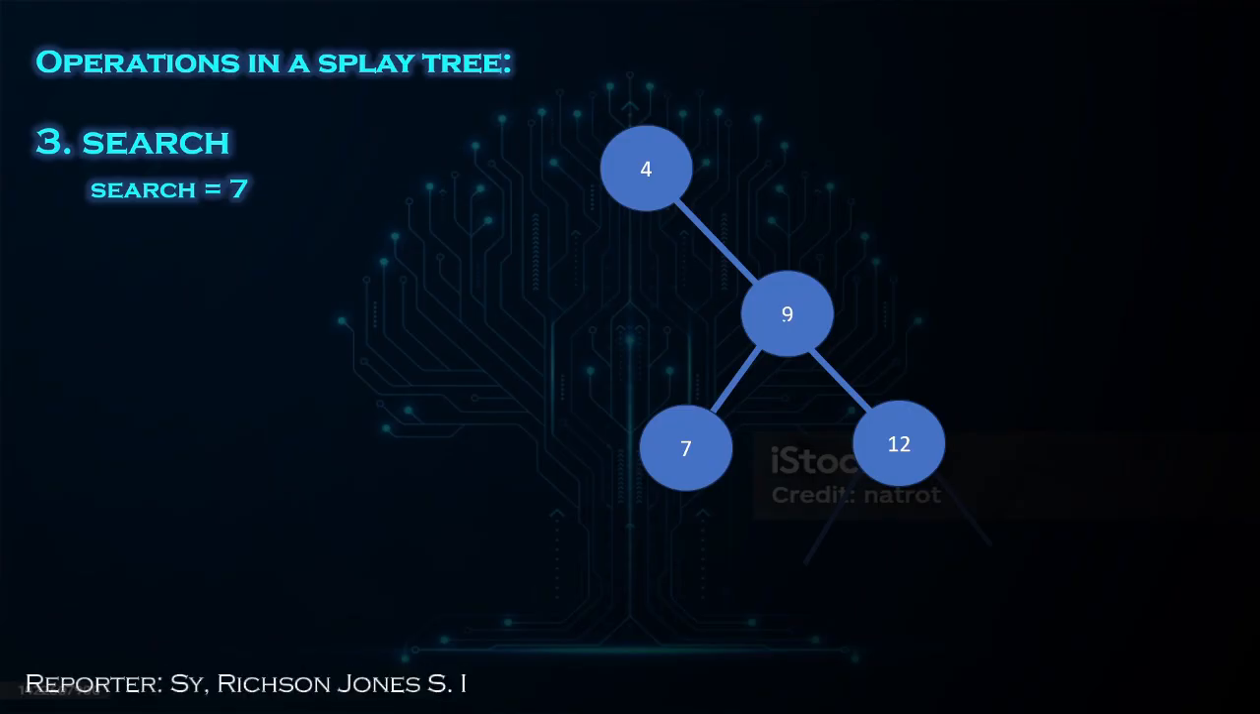Here's an example. We want to search node 7. Let's start from the root. That's not what we want to search. We go to 9. Still not the one. We go on to the bottom left. We found what we want.